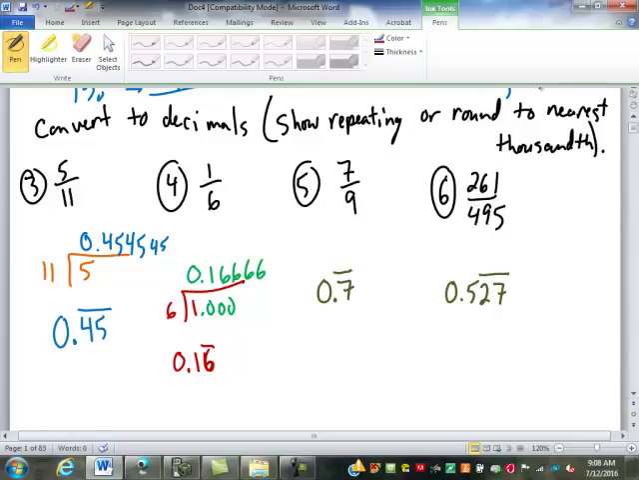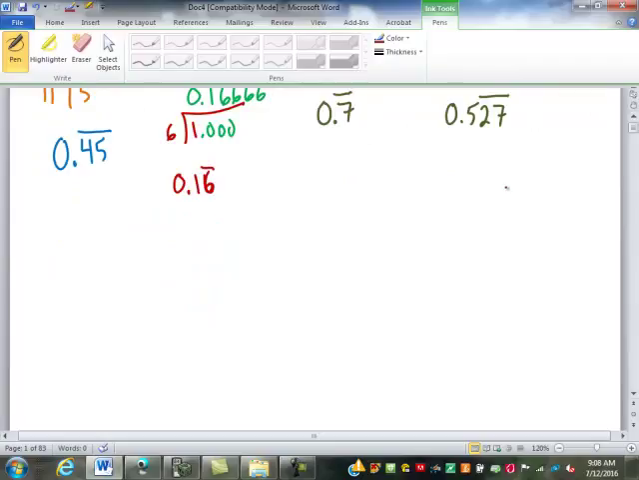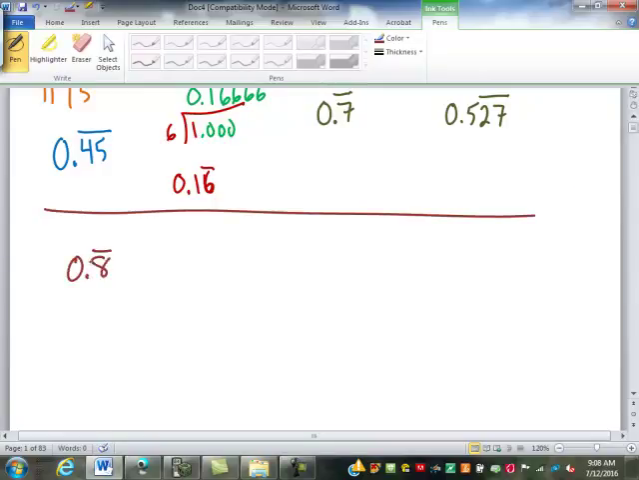By the way, I do not have 261 over 495 memorized. There is a way you can take a repeating pattern and turn it into a fraction, and I'm going to show you that right now. You will not be tested on this, just so you know, but it is something that comes in handy. 0.8, repeating like that. The strategy for turning that into a fraction: all repeating decimals, no matter how complicated they are, can be expressed as a fraction.